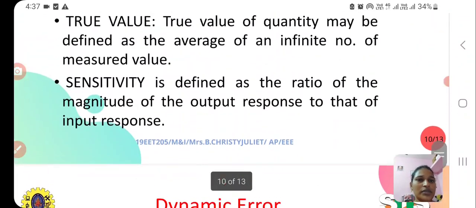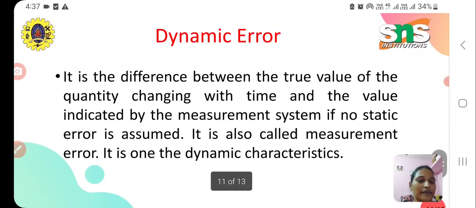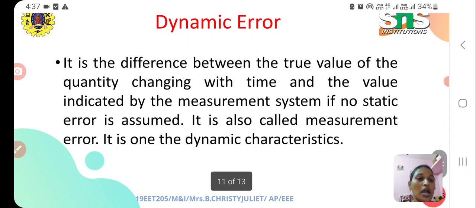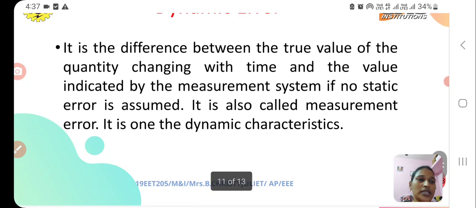So let's see what is meant by dynamic error. It is the difference between the true value of the quantity changing with time and the value indicated by the measurement system, if no static error is assumed. So dynamic error, just like static error, is the difference between the true value and the actual measured value, provided the static error is assumed to be 0. It is also called measurement error.